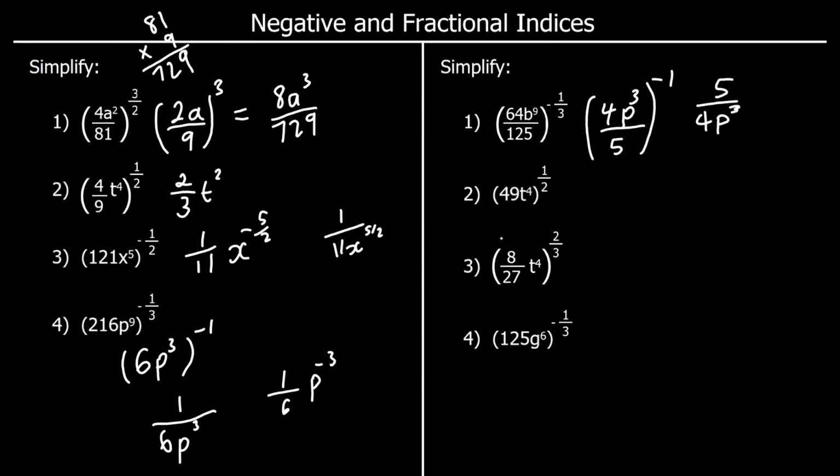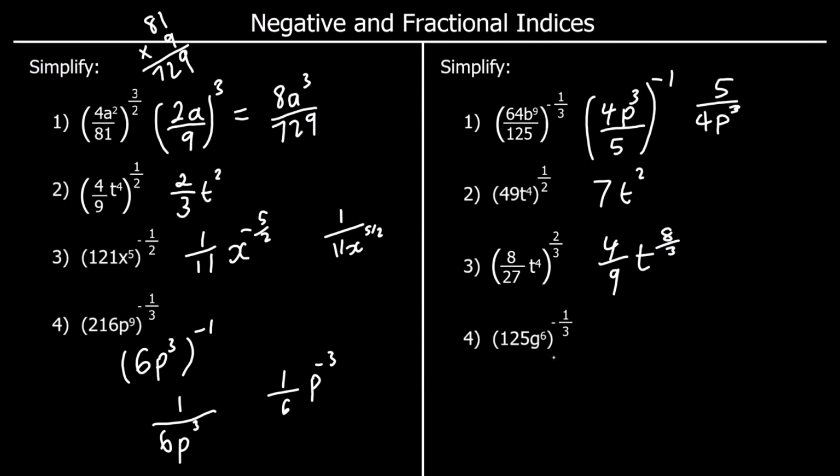The second one's just a square root. So square root 49 is 7. Square root of t to the power of 4 is t squared. This one we've got a cube root and a square. Let's do the numbers first. Square root 8 is 2. 2 squared is 4. Cube root of 27 is 3. 3 squared is 9. And I'm just going to times the powers. So 4 times 2/3 is 8/3.